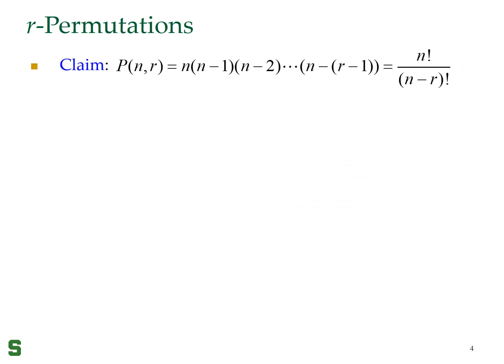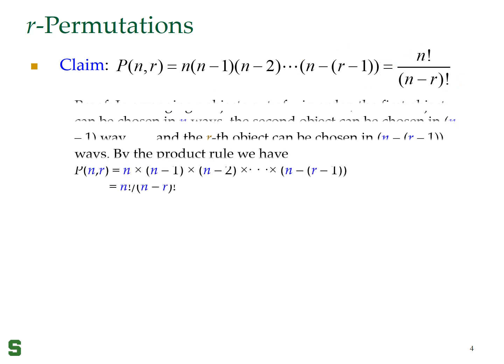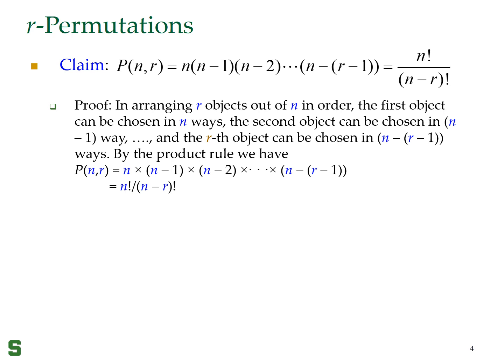Our next observation is P of n comma r is n times n minus 1 times n minus 2 all the way up to n minus r plus 1, which we can also write as n factorial divided by n minus r factorial. The proof is as follows.